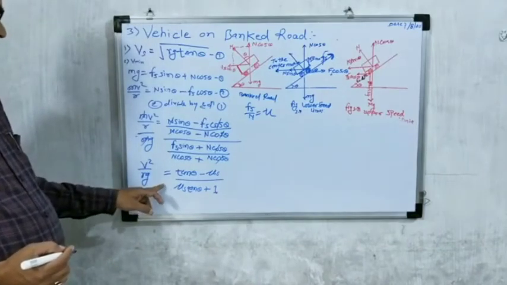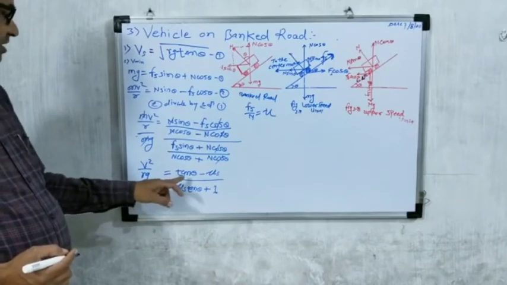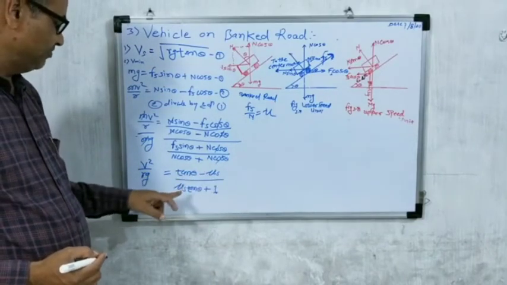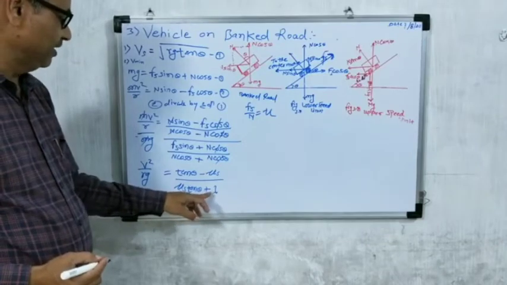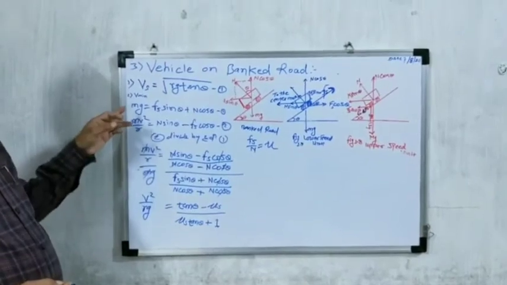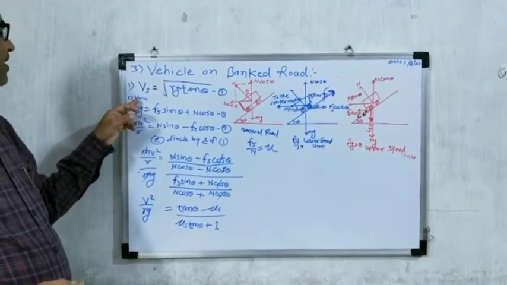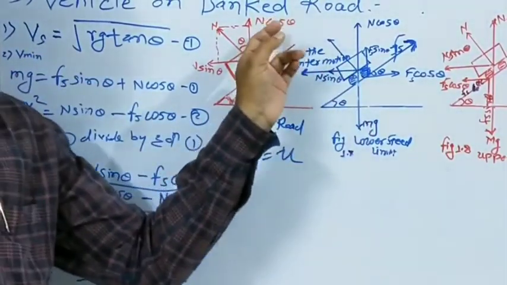The equation becomes v square divided by rg is equal to tan theta minus mu s, divided by mu s into tan theta plus 1. This velocity is the minimum velocity. The car should be at the lowest speed.